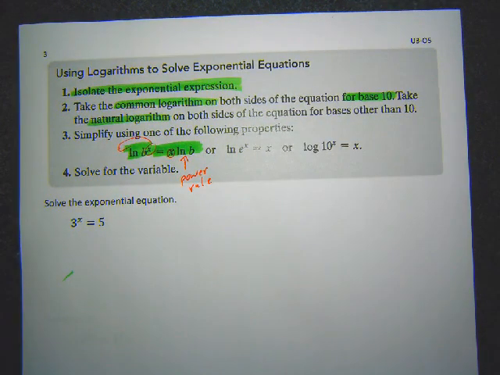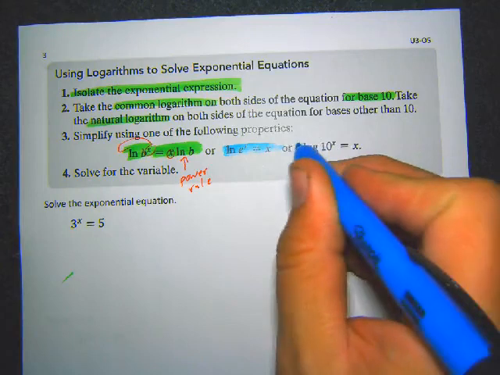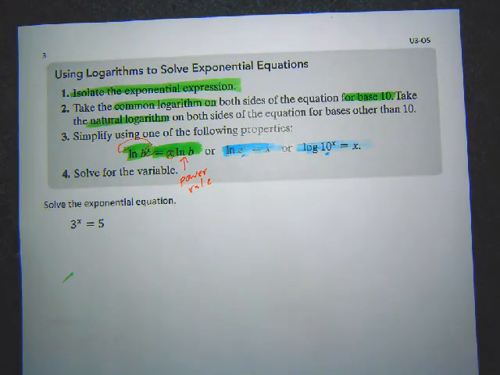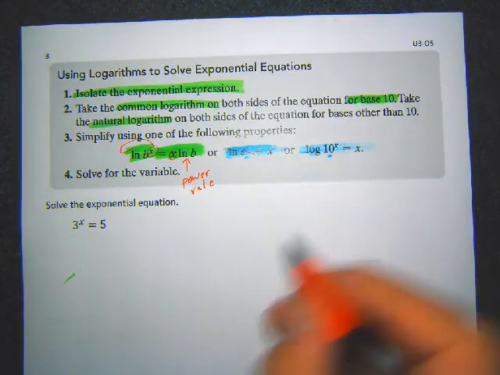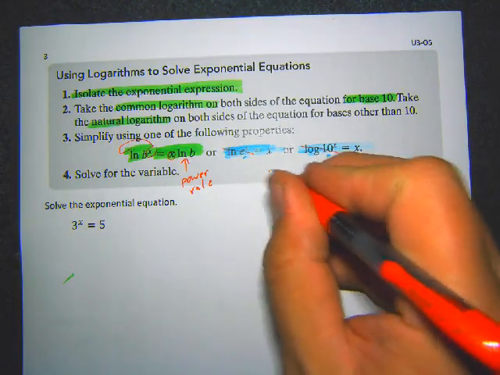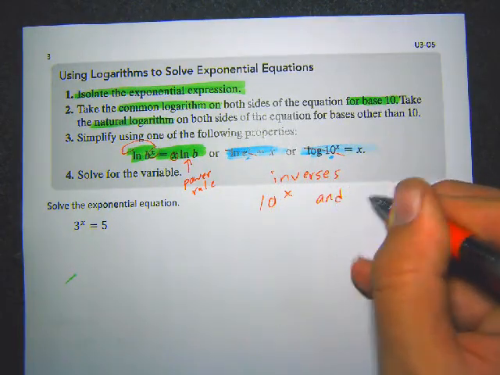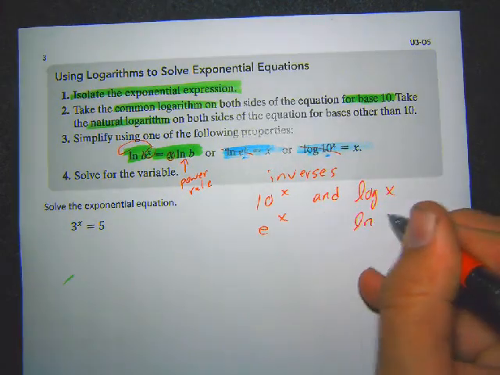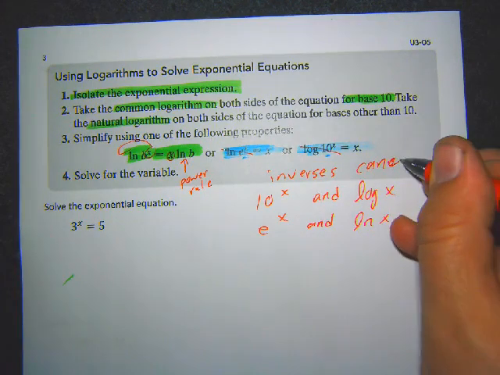Now, the one exception, the only time we do something different, is if we have natural log of e, or if we do log of 10. So if we have a base e or a base 10, we're going to use natural log or common log in those situations, because natural log and e are opposites, they cancel. Log and base 10 are opposites, they cancel. You remember common log is base 10. And it's because of the whole inverses thing, that 10 to the x and log of x are inverses, and e to the x and natural log of x are inverses. So remember, inverses cancel each other because they're opposites.